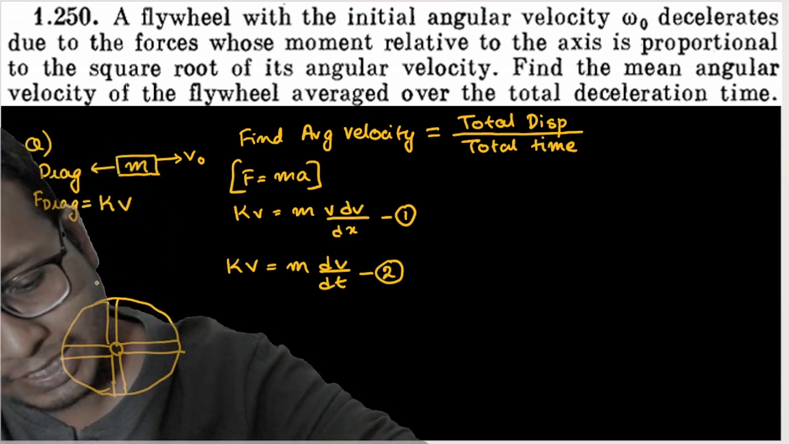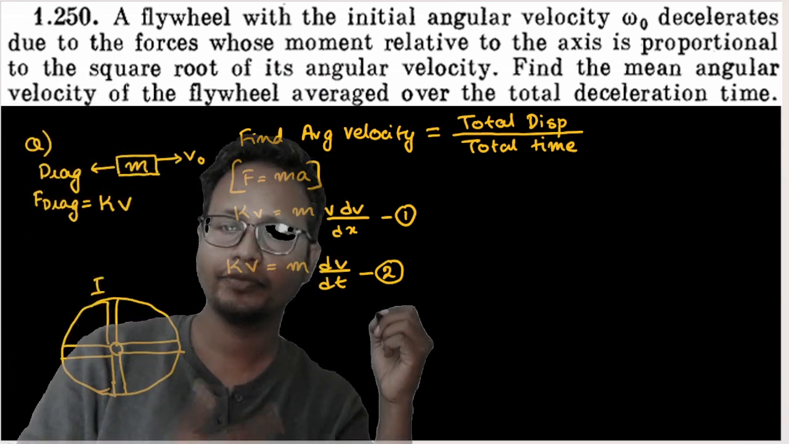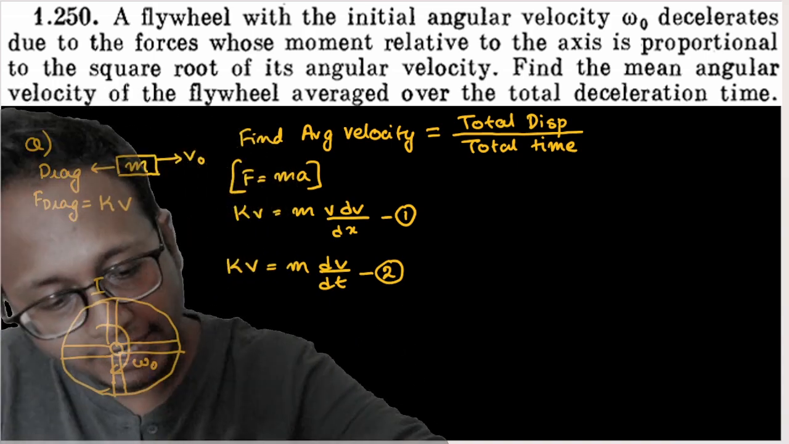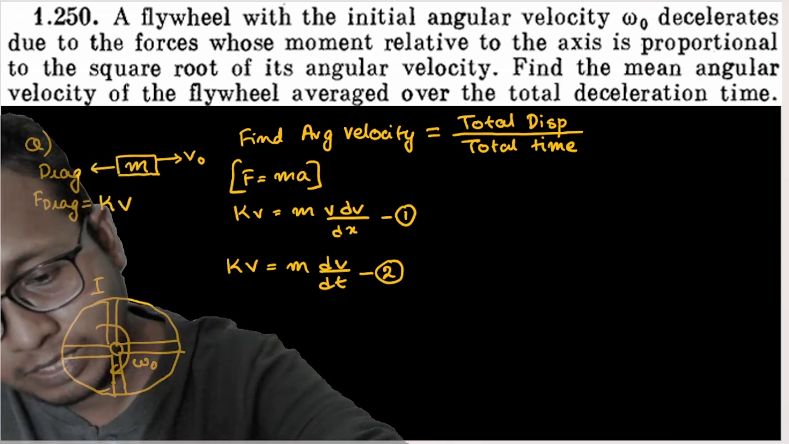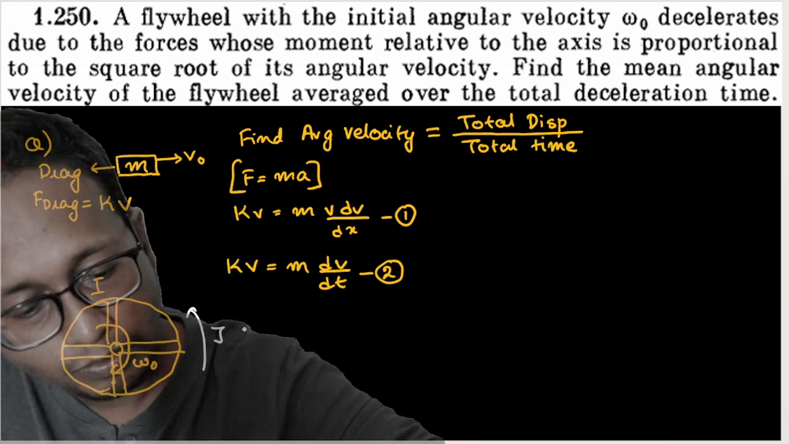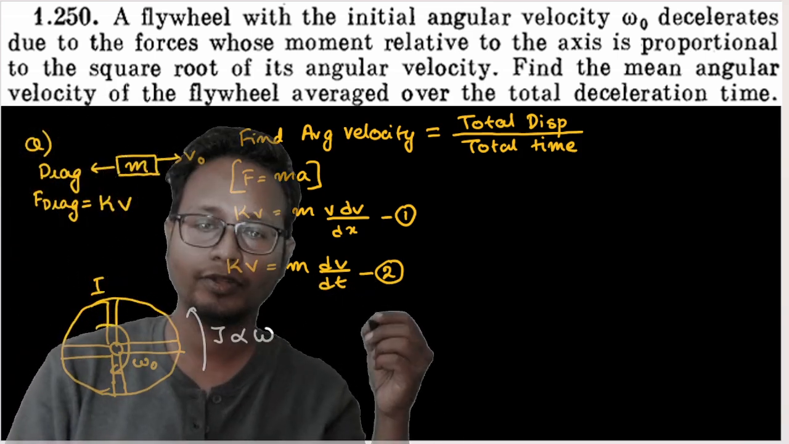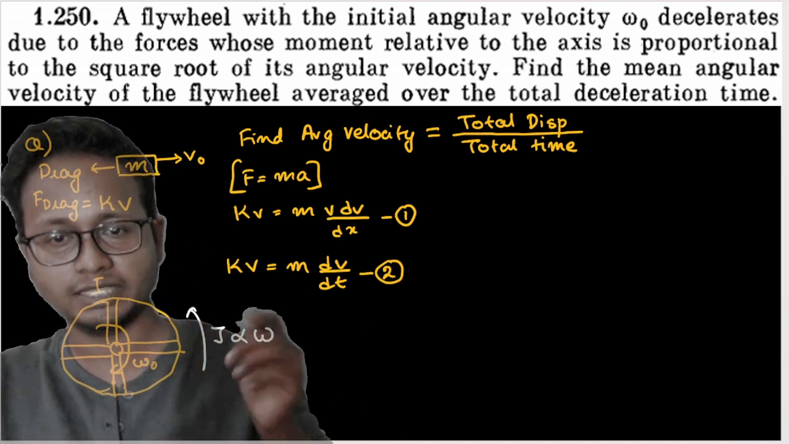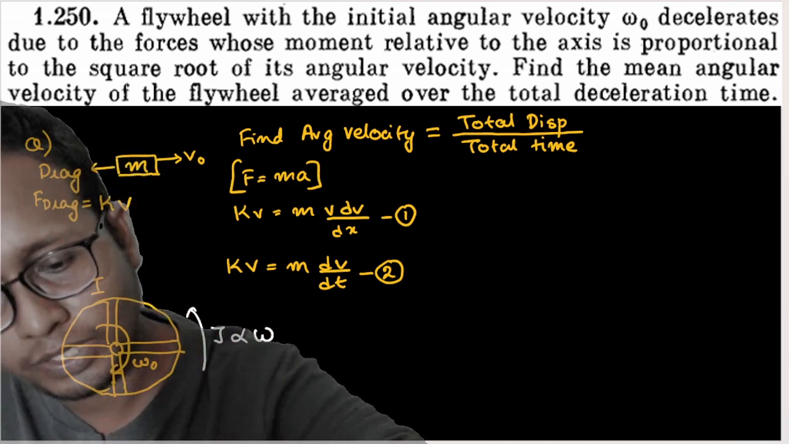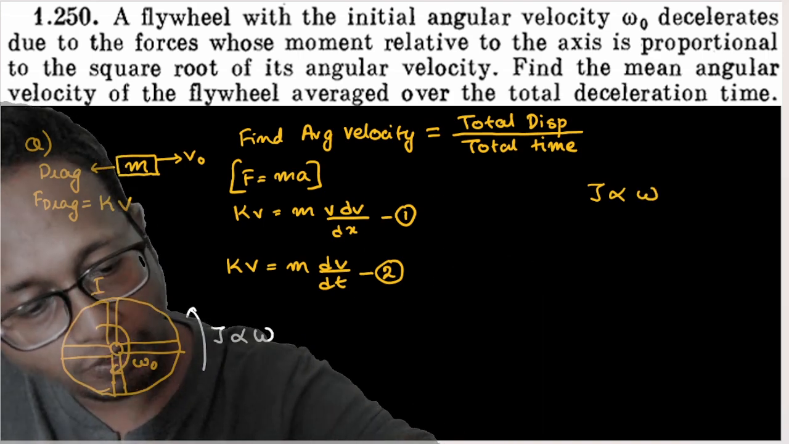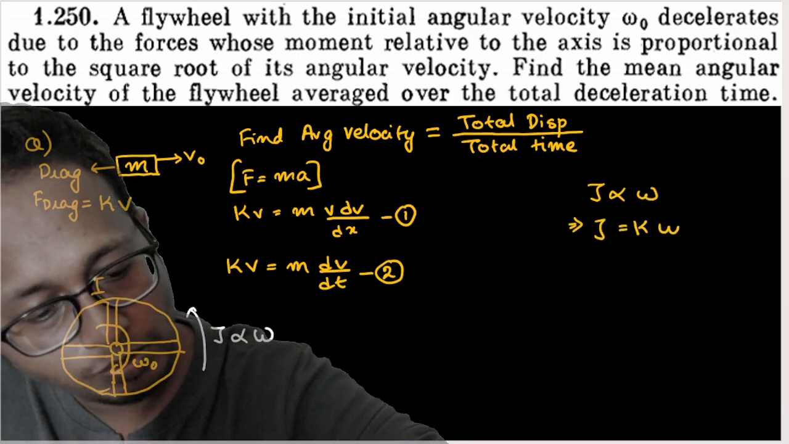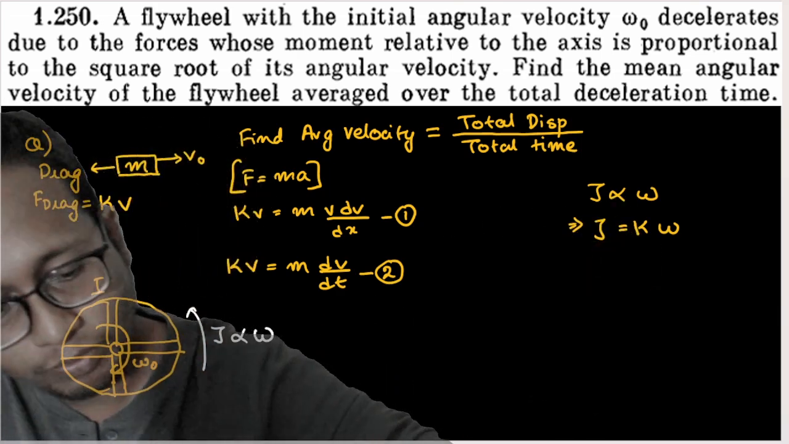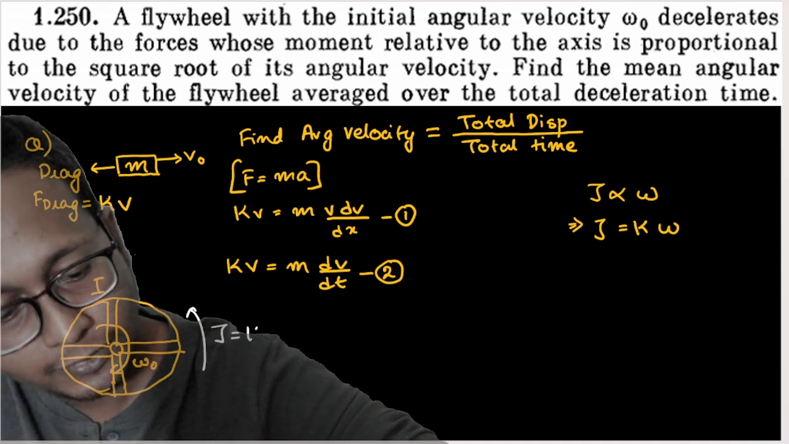Ring with mass m and moment of inertia I, rotating with angular velocity omega naught. A torque is acting in the opposite direction, which is directly proportional to the instantaneous angular velocity. That means as the velocity decreases, the torque will also decrease. Whenever the proportionality sign is replaced with an equals sign, some constant is introduced. So torque is equal to, let's say, that constant into omega.